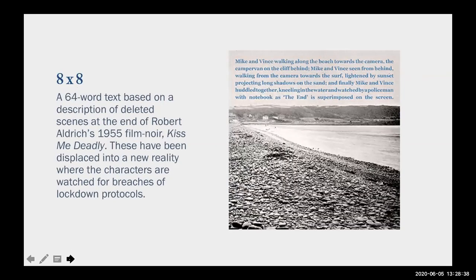So the 8 by 8 text is an adaptation from some notes from Internet Movie Database on the final scenes of Robert Aldrich's film Kiss Me Deadly, where again the 2 characters who survive at the end of the movie are walking along the beach and running towards the surf. And I tweaked it into a kind of text which somehow commented on the policing and observation and monitoring of people's activities outdoors during this last period.